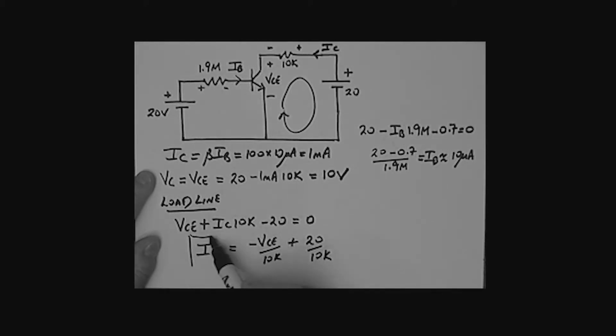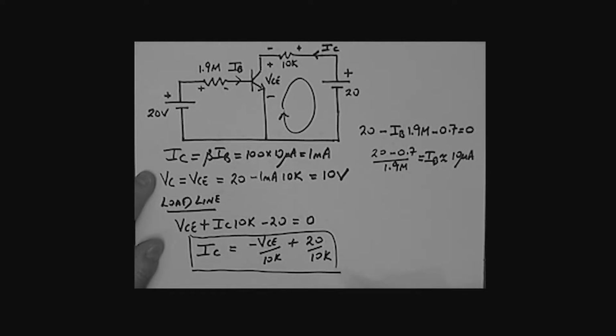In order to plot this equation, we basically need 2 points, any 2 points. And the easy ones, of course, would be to choose VCE equal to 0. If that's 0, then what's IC? It's 20 divided by 10K, which is 2 milliamps. And in the other case, make IC 0. If IC is 0, then VCE would simply be equal to 20. Okay? So that's the load line.